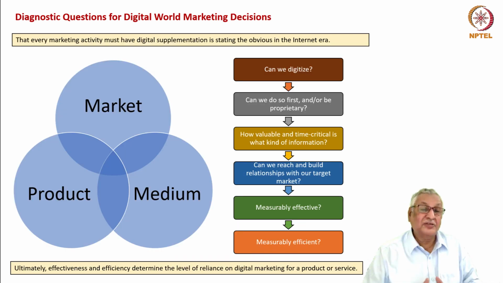So, digital marketing is important. We have seen that for every marketing activity, we must have digital supplementation in this internet era. Market, product, medium, and in this, the medium is the digital medium. How can we digitize? Should we do it first, or should we do it proprietary? Should we do it in a common fashion? How valuable and time critical is what kind of information? Can we reach and build relationships with our target market through digital media? Is it measurably effective? And is it measurably efficient? Ultimately, whatever medium you choose for your product, the effectiveness and efficiency determine the relevance and emphasis on digital marketing.